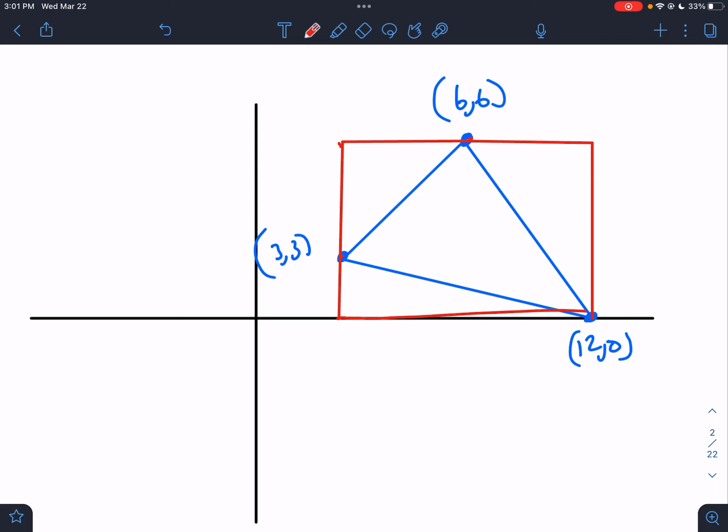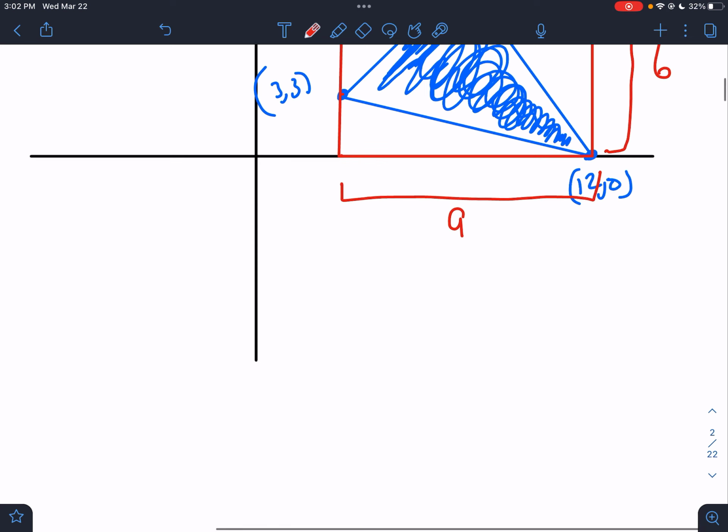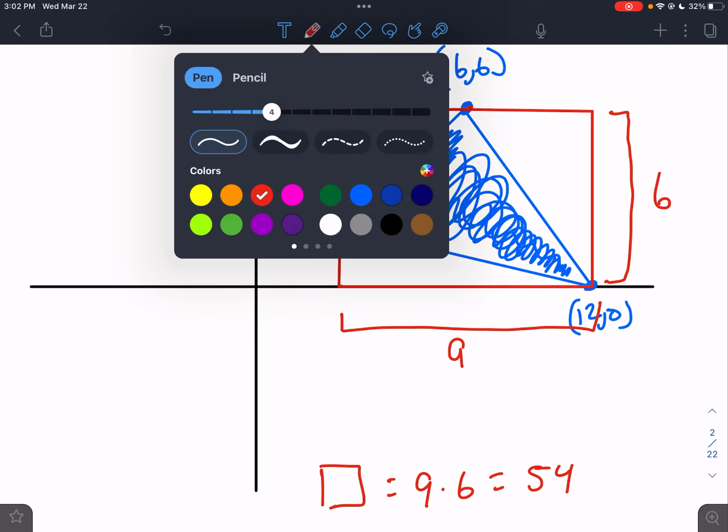And what that does is it gets too much area. But we can get the area of the rectangle and subtract the 3 right triangles. You notice that extra space is right triangles. So we want this area. We want the blue space. So let's start with the big rectangle. What are those dimensions? From 3 to 12, the length is 9. From 0 to 6, the height is 6. So the rectangle is 9 times 6, which is 54. So the area of the entire space is 54.